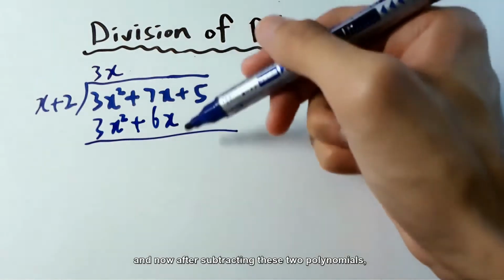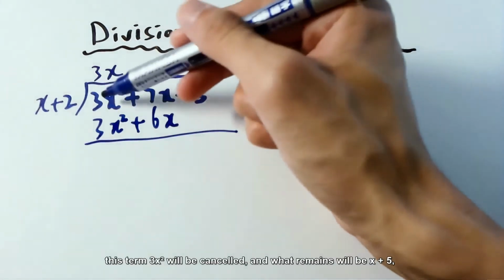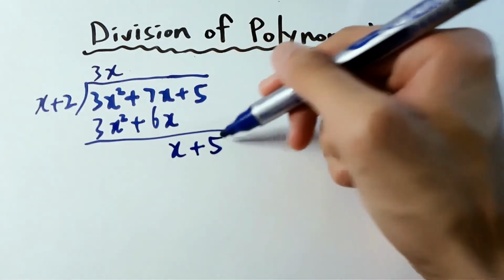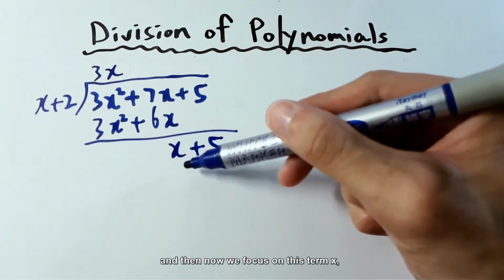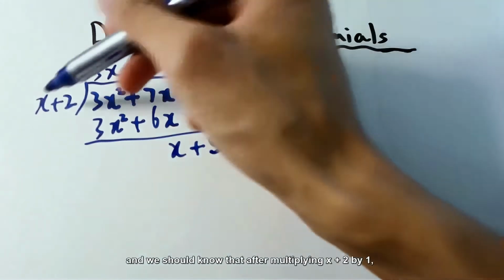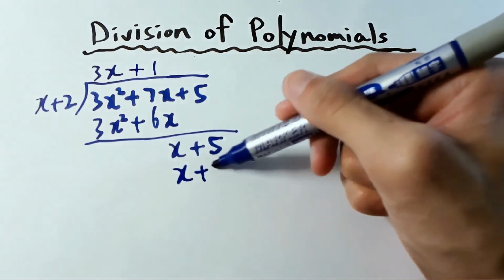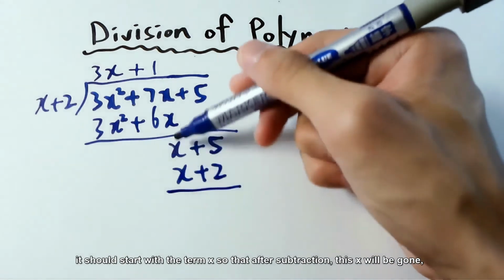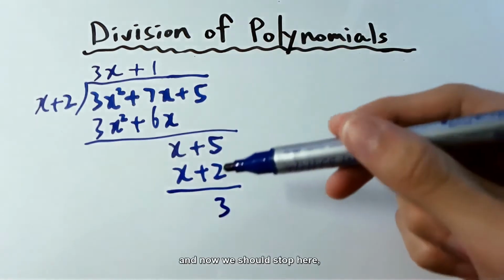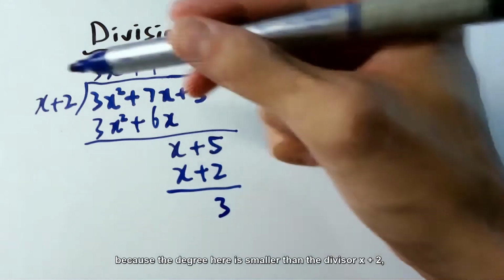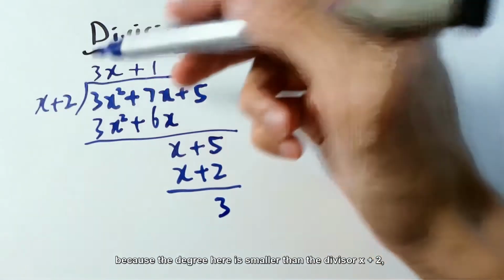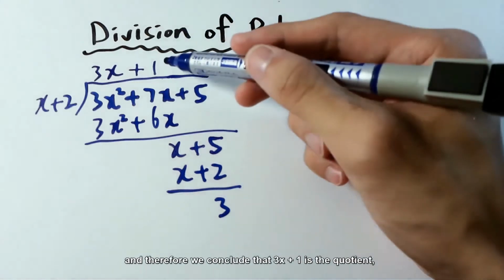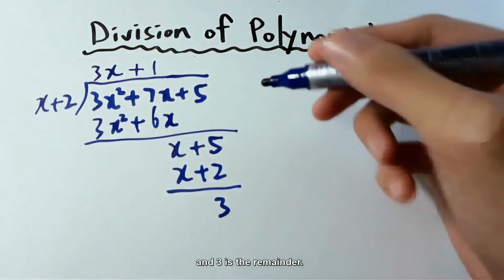And now after subtracting these two polynomials, this term 3x squared will be cancelled, and what remains will be x plus 5. And then now we focus on this term x, and we should know that after multiplying x plus 2 by 1, it should start with the term x, so that after subtraction this x will be gone. And now we should stop here because the degree here is smaller than the divisor x plus 2, and we cannot go on any further in this division. And therefore we conclude that 3x plus 1 is the quotient, and 3 is the remainder.